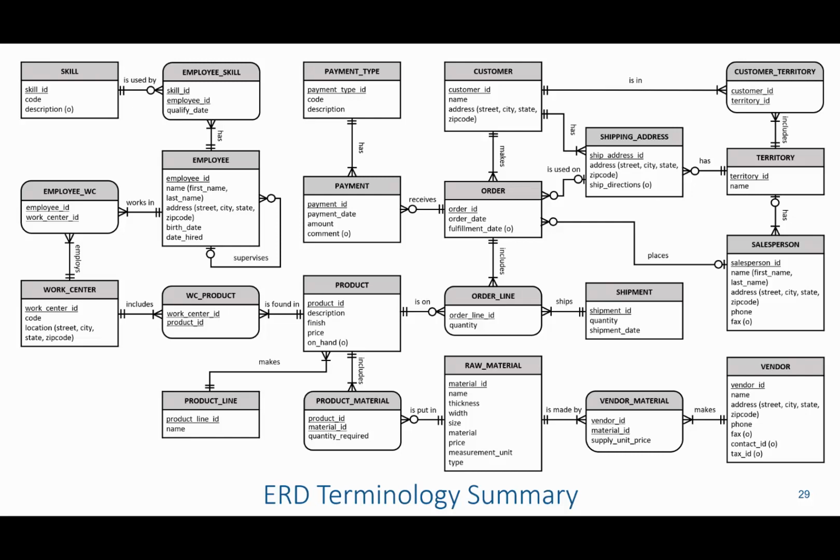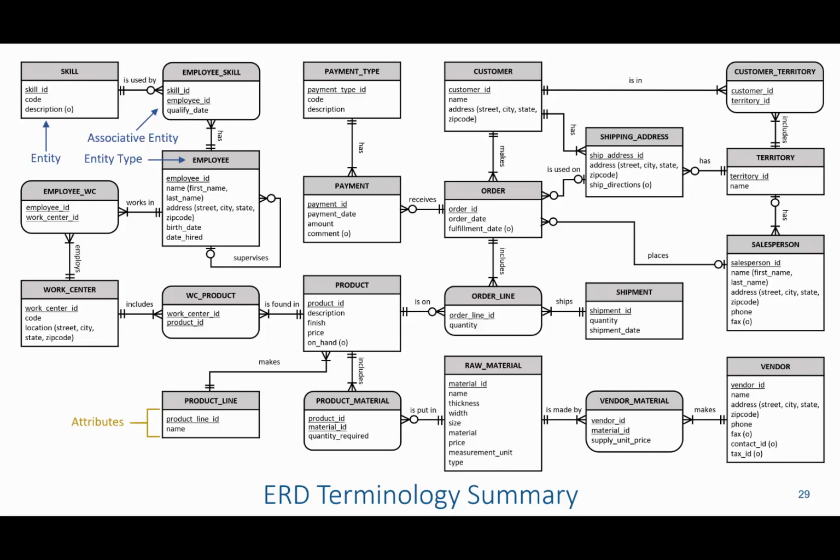In this video, we're going to go over a summary of everything that we've talked about as it relates to modeling entity relationship diagrams. So in this model, we have several key components that we've already discussed. We have entities such as skill represented here. We have associative entities such as employee skill that has rounded corners. We have an entity type, which is basically the name of the entity itself. So in this case, employee.